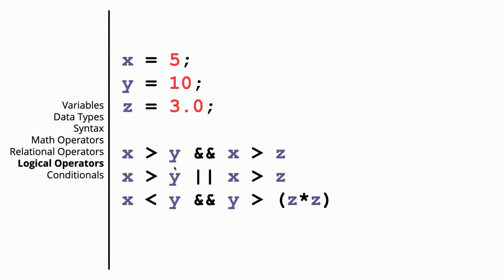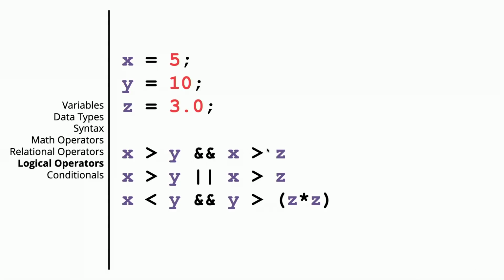So here, what we're going to do is, it's a little bit harder to read through. So x is greater than y. We know that x is 5 and y is 10. So this part is false here, right? And then x is greater than z. That part is true, right? So you have false and true. It's false.